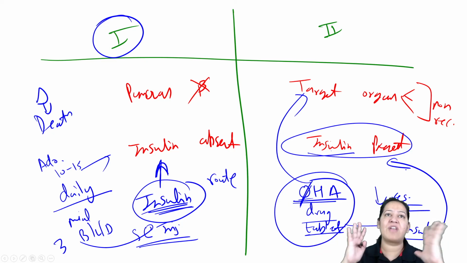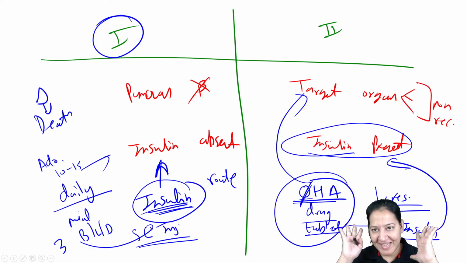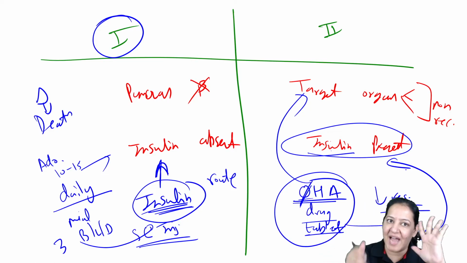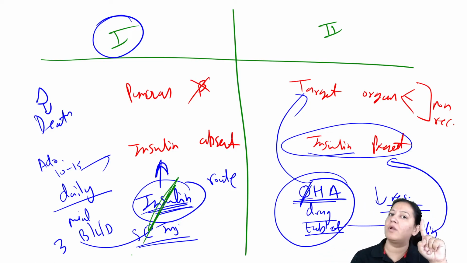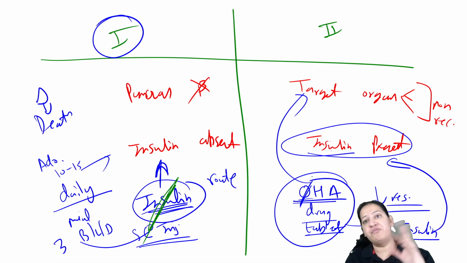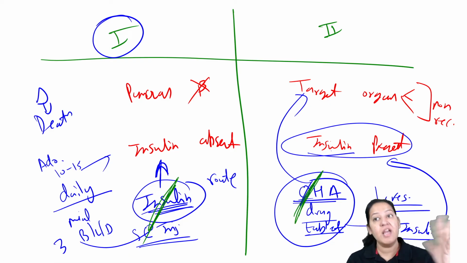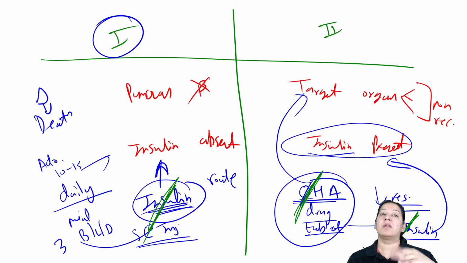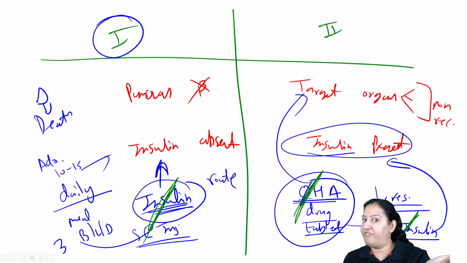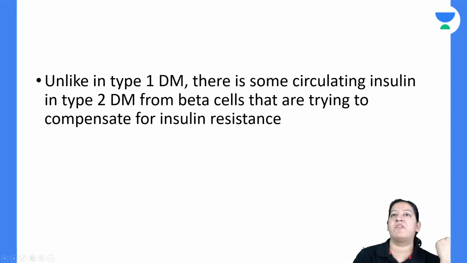So treatment of type 1 and type 2 differs. The basic difference is that in type 1 we directly give insulin, the only treatment. In type 2, first we give oral hypoglycemic agent. If not controlled, then we give insulin. So insulin is the last resort, not the first, in contrast to type 1. So your concept should be crystal clear.